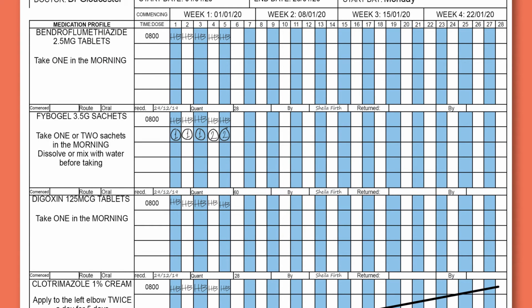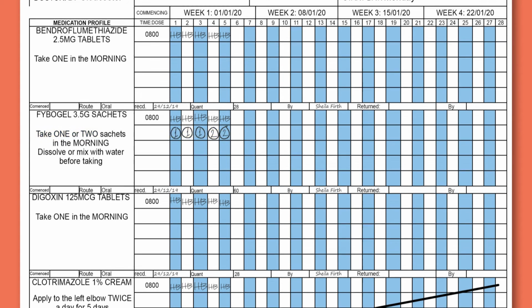For medication prescribed as a variable dose, for example, take 1 or 2, we must document on the MAR chart under a signature how many we have administered to that individual. The amount administered should be circled to differentiate the amount given to the signature of the individual.